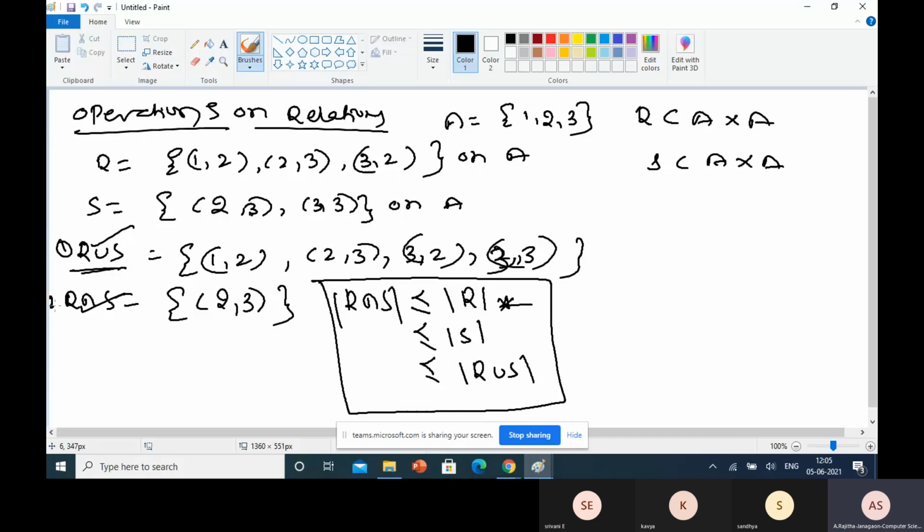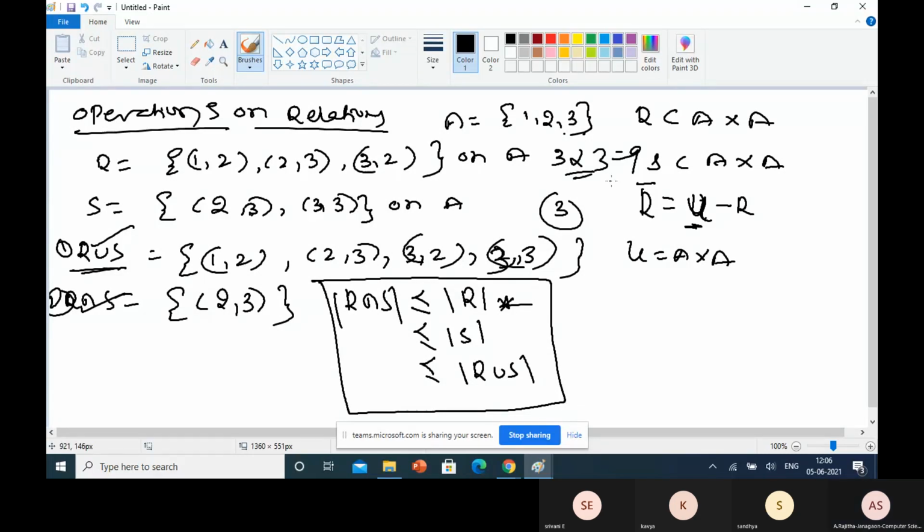Now the next one is R complement. That means nu minus R. Here you can observe this nu is nothing but A cross A. That is the number of possible ordered pairs here: 3 into 3 means 9 ordered pairs. That means if A contains 3 elements, A cross A contains 9 ordered pairs.